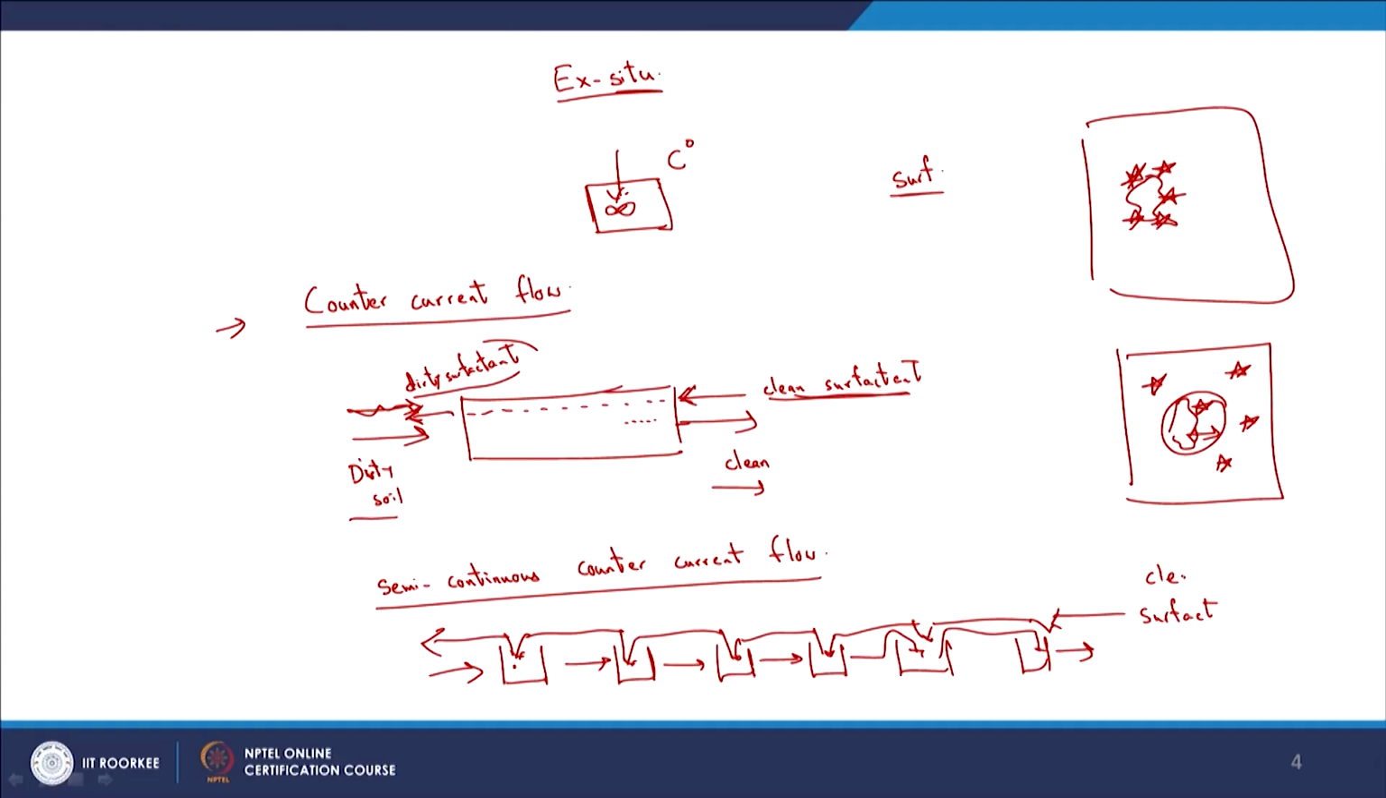So, what do we typically do now? We have a series of bins, right. Either you change the soil from one bin to the other or just keep the bins moving, but what is the aspect here? That the cleanest surfactant, here we introduce the cleaner or cleanest surfactant, comes in contact with the relatively cleaner soil, right. So, again here you are going to have relatively more removal of the contaminant from the soil, rather than if you had relatively dirty surfactant in contact with the relevant soil, right. So, that is what you have here.